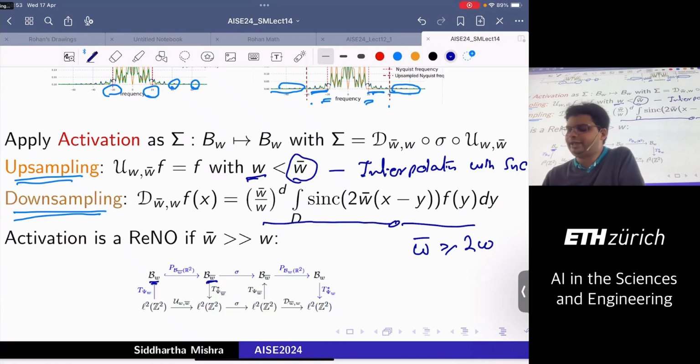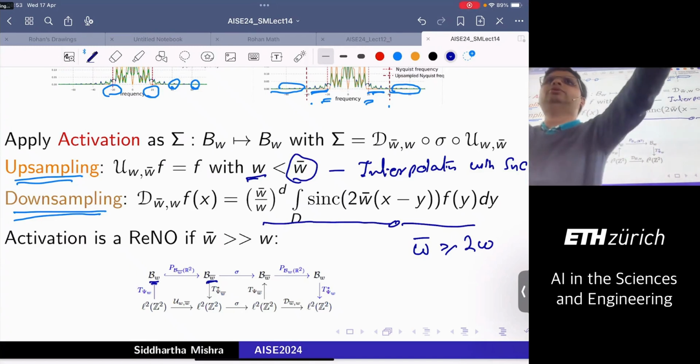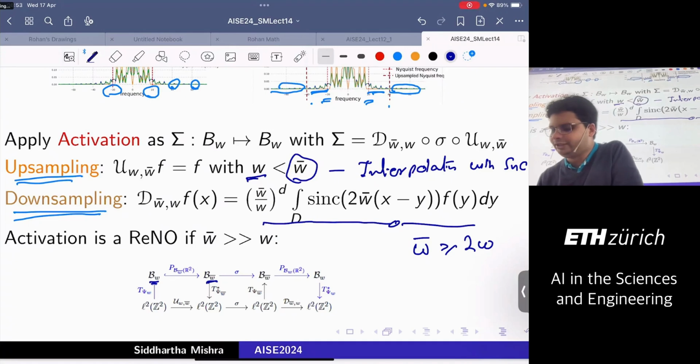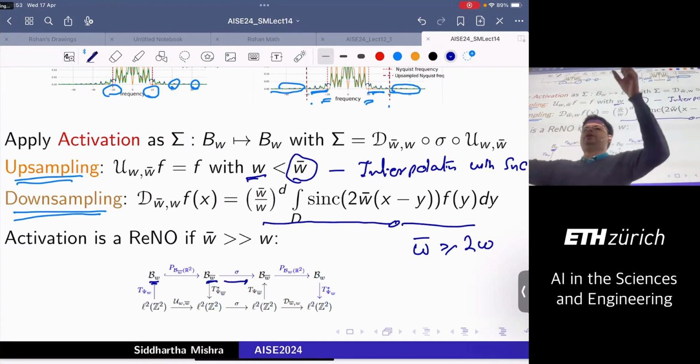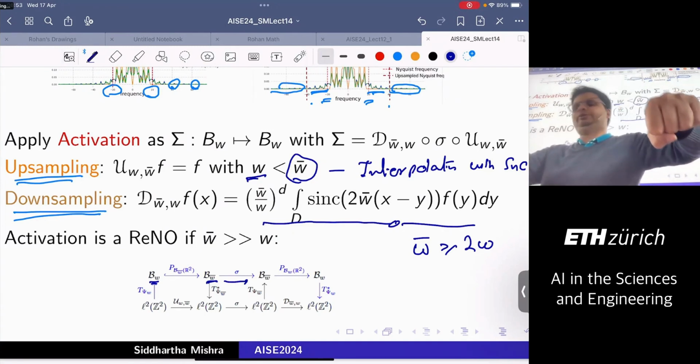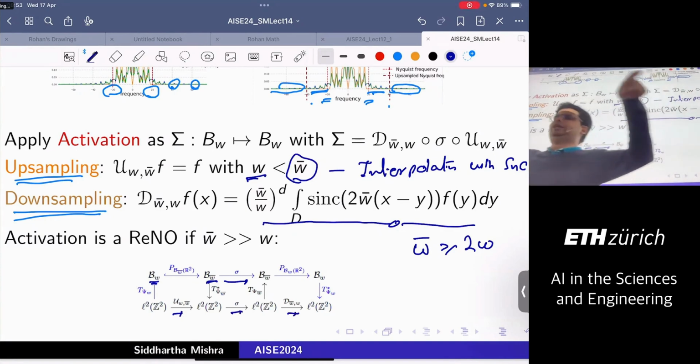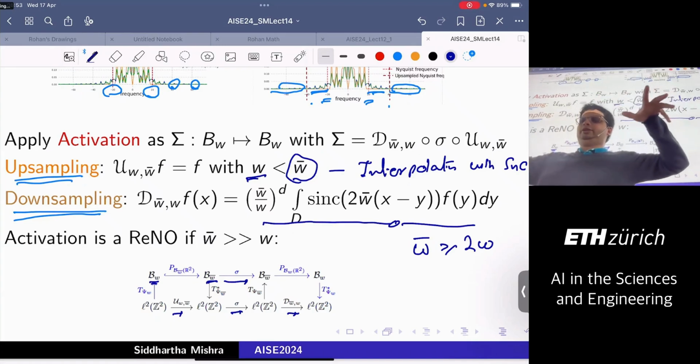Then you apply the nonlinearity. Now remember that since it is 20 frequencies, when you take a square, it will have 40 frequencies. So this is of course well contained here. This mapping is between w prime and w prime, and then from 40 frequencies you can always come back to 20 frequencies by using this interpolation. And this is precisely the discrete version of these nice operators, which is what I just described. So of course this entire thing commutes, and this is why this particular realization is a ReNO.